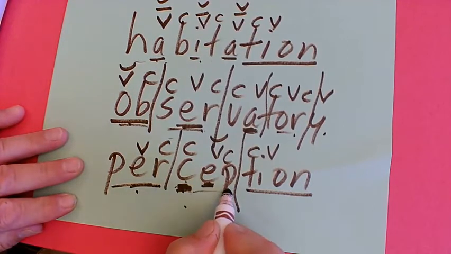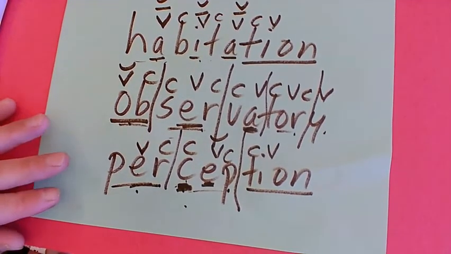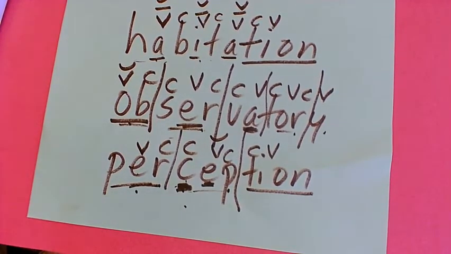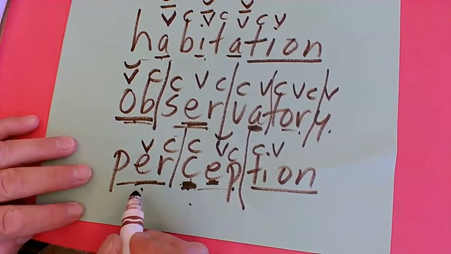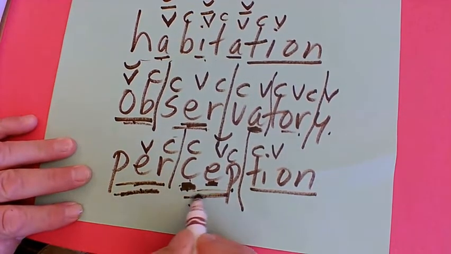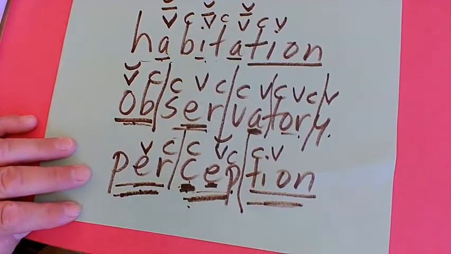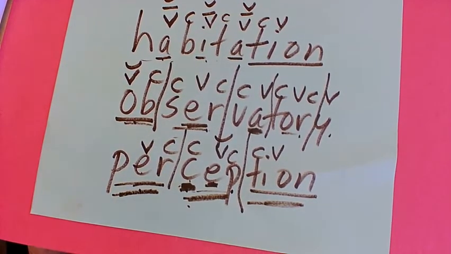So perception. See how that works when you put the letters in order? And all we're looking at is one little syllable at a time, just like we did in strategy number 1, which was one vowel in the word. You just look at one little chunk at a time, and then you have it without guessing.